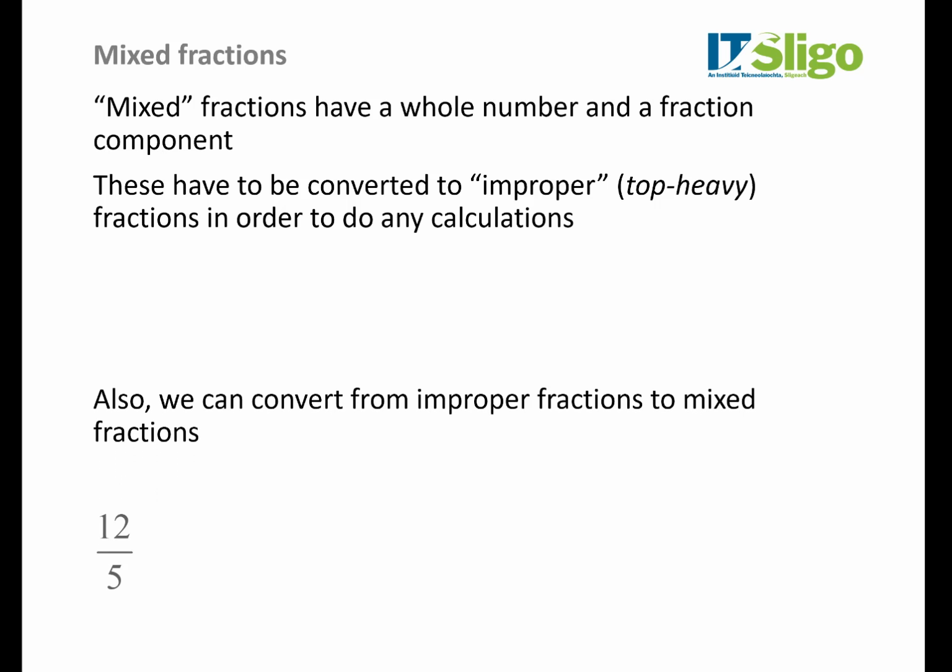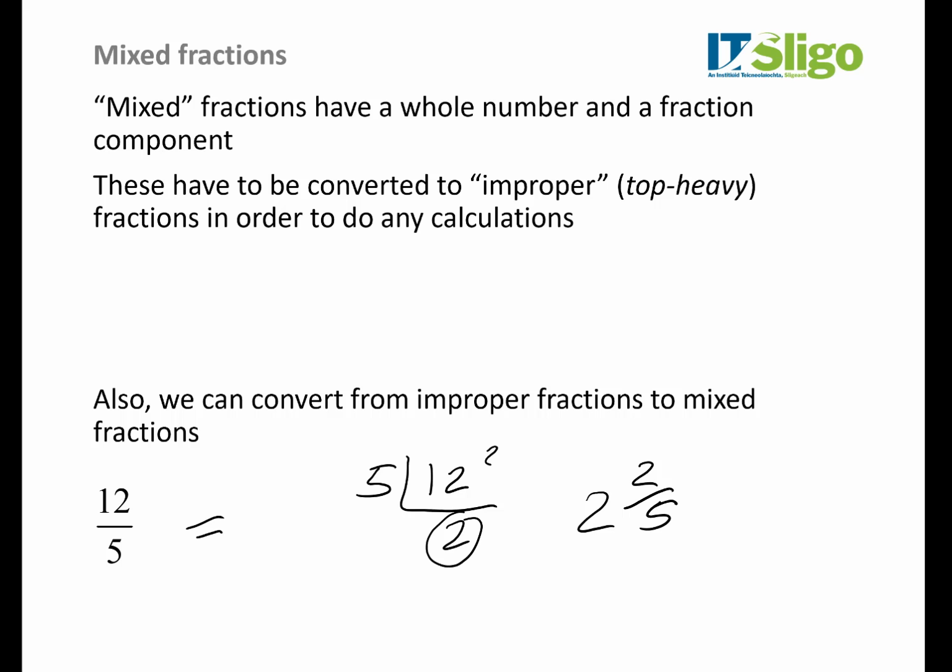And you also need to be able to go the other way. So say if you're given a top-heavy fraction, we need to be able to turn this into a mixed fraction. So really what you're doing is actually dividing. But we need our remainder. So 5 will go into 12 2 times, and 2 left over. So we're going to have 2 and 2/5. Lots of different ways of getting there. So there's the 2, guys. The 2 that we would normally carry is the remainder.